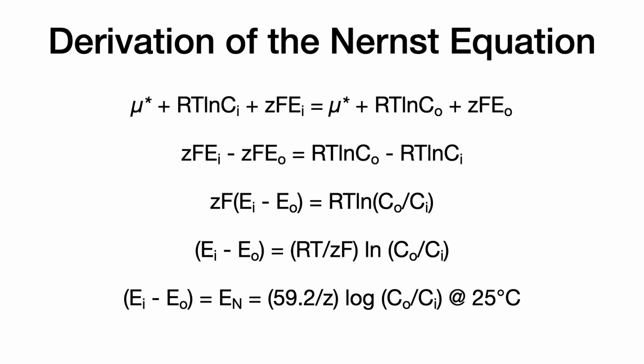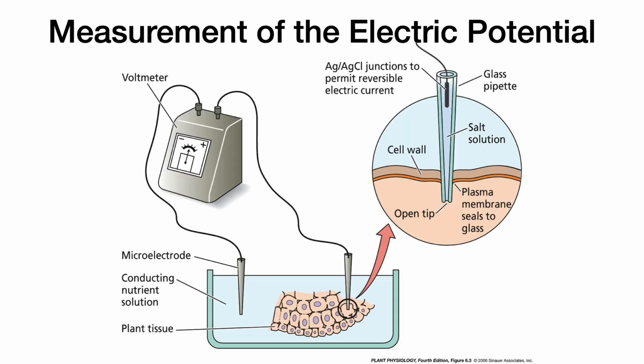The EI minus EO is the Nernst potential, as we'll talk about in a moment. And RT/ZF times the natural log can be converted to 59.2 divided by Z, which is the charge of the ion, times the logarithm, not the natural logarithm, of CO divided by CI at 25 degrees C. So we'll always use this as an example where we can just easily use a constant 59.2 to make these calculations, assuming 25 degrees.